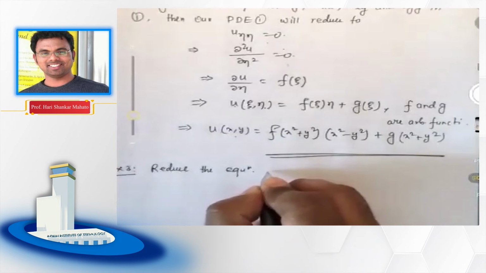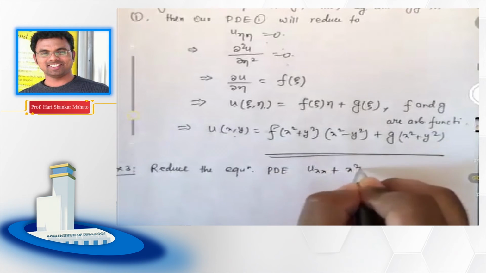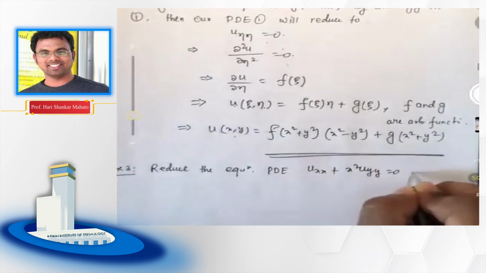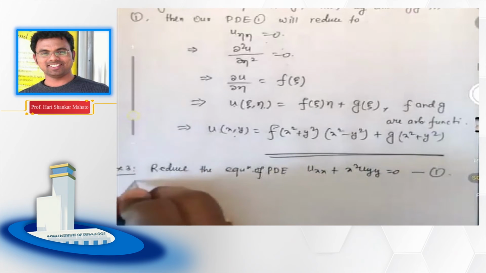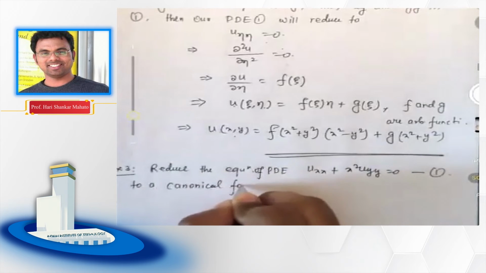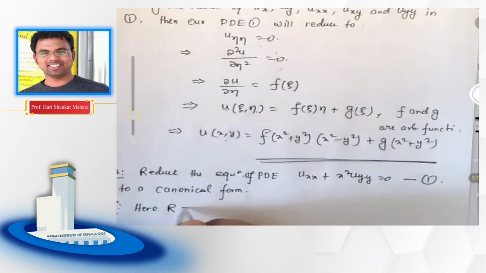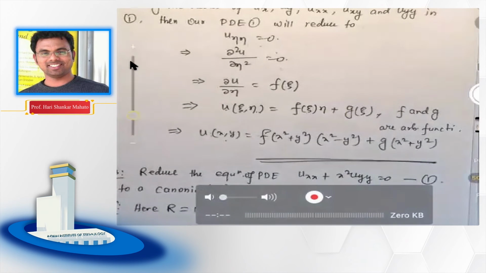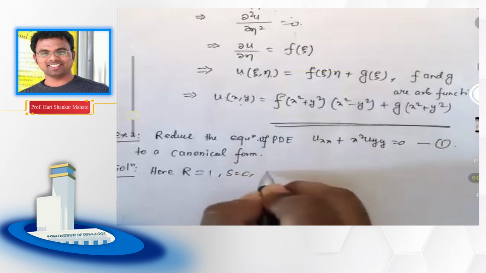So reduce the PDE u_xx plus x squared times u_yy equals 0 to a canonical form. Solution. So as always, you identify your R, your S, and your T. Here our R is 1, our S is 0, and our T is x squared.